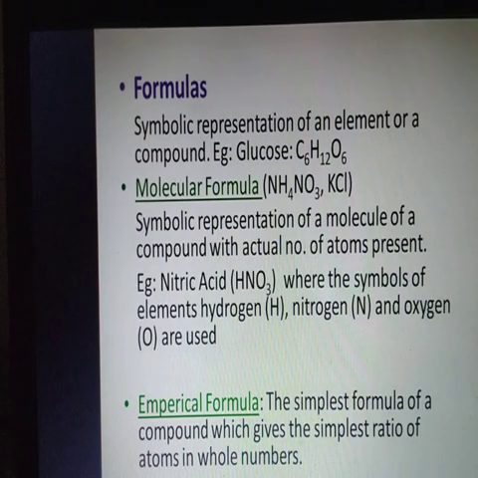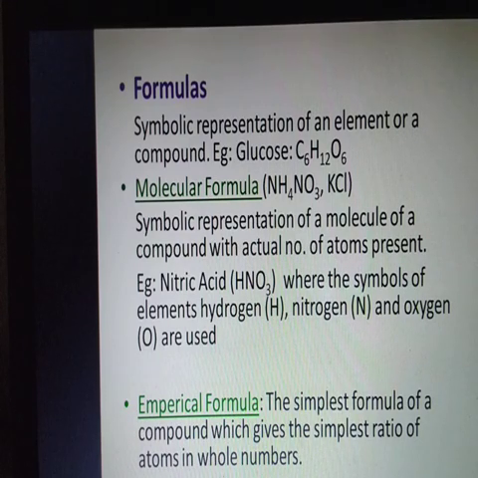We already discussed formulas previously, but there are two categories of formula. What is a formula? Basically, a formula is a symbolic representation of a compound. We discussed our symbols, and using those symbols we write formulas of compounds or substances, representing their chemical composition. That representation is what's called a formula, right?